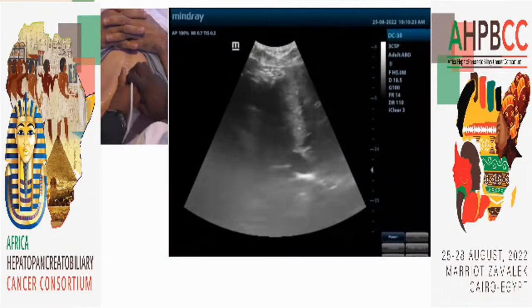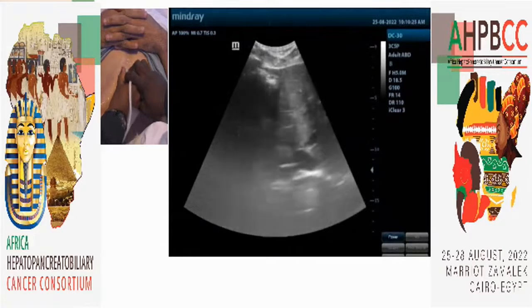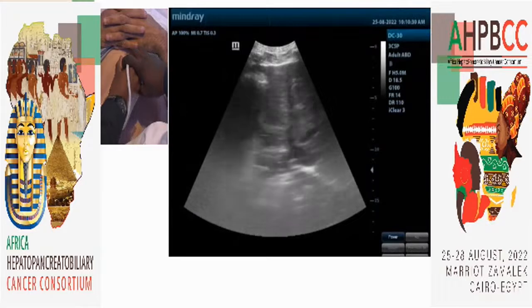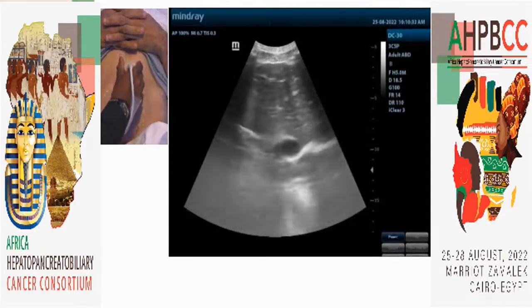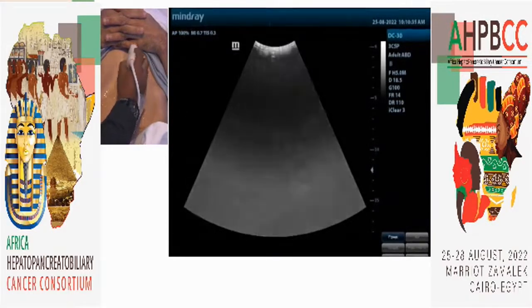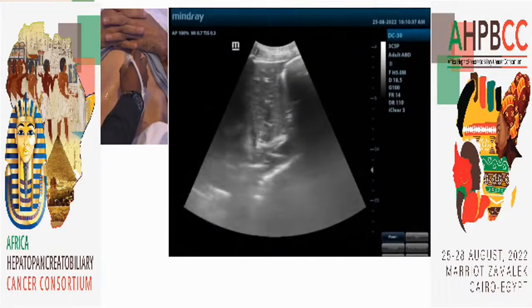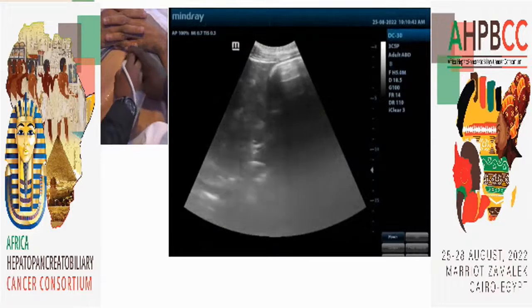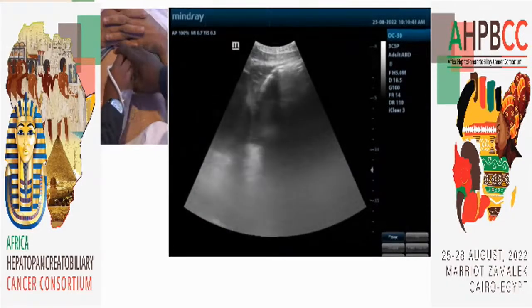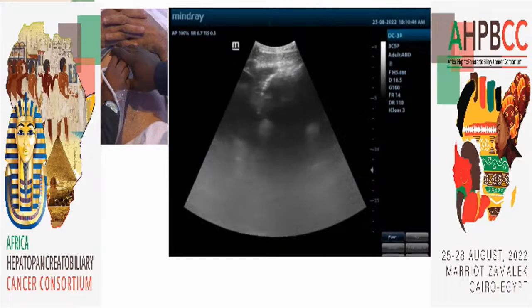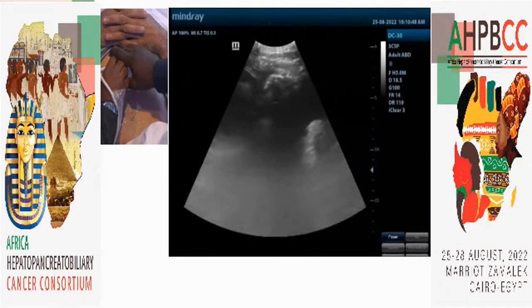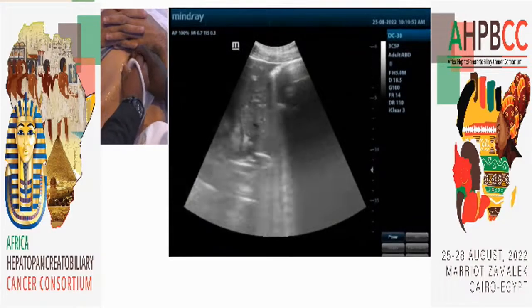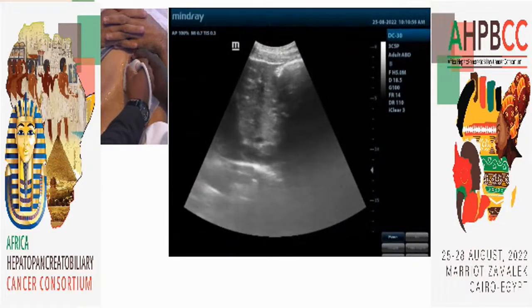You can evaluate the first 4 segments. And then now you can turn to station 1, long axis, same level. Then gradually fan left to right. So this is the longitudinal section. Fan gradually. Check the surface of the liver in this view.